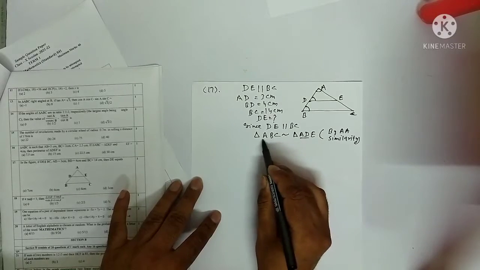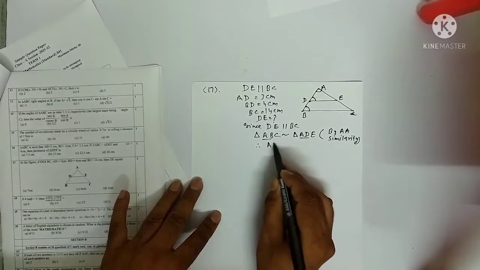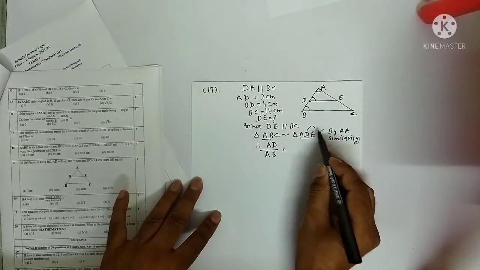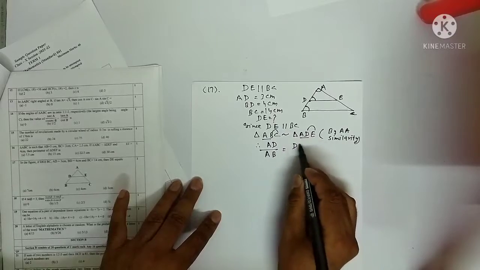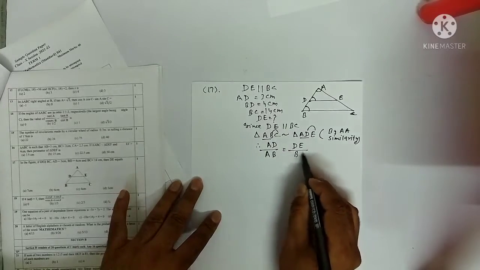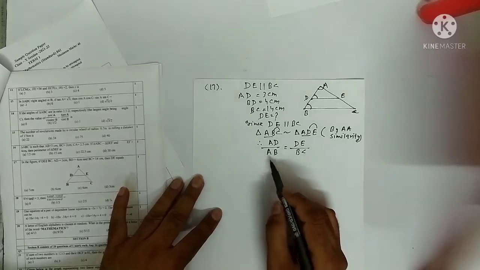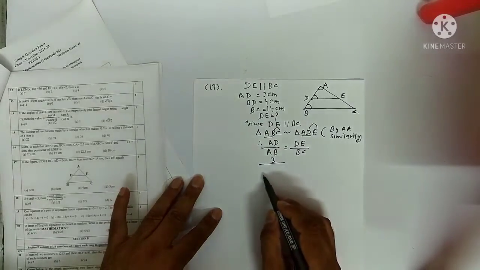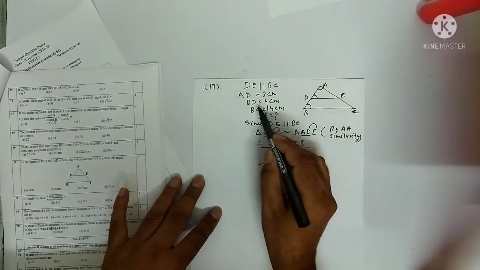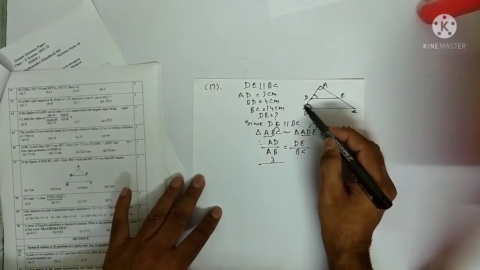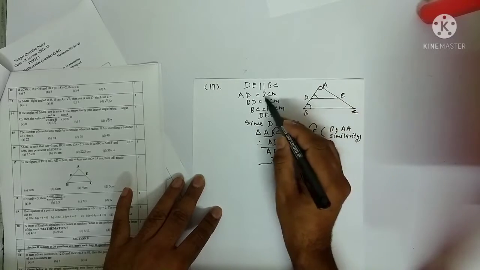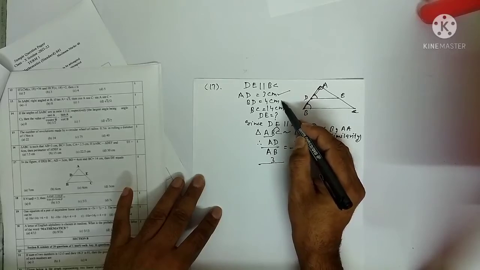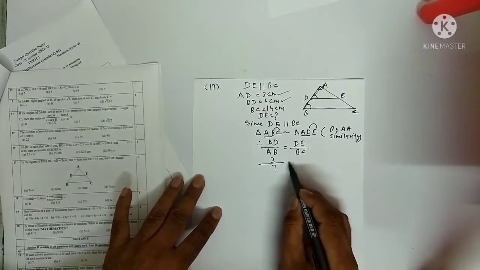So I can say AD upon AB is equal to DE upon BC. Now whatever values are given to you, you can put. AD value is given 3. What is the value of AB? AB is AD plus DB. AD is 3 and DB is 4. So it will become 7.